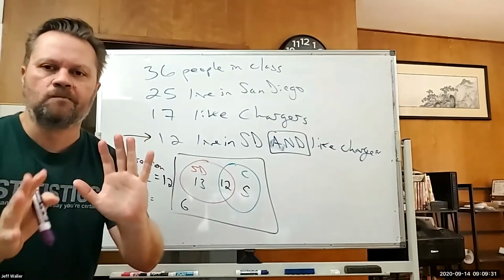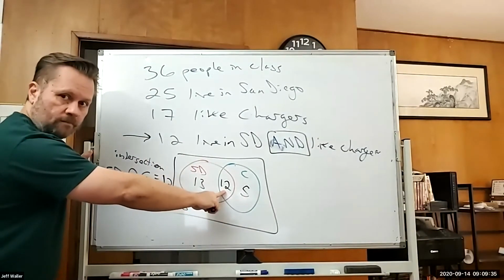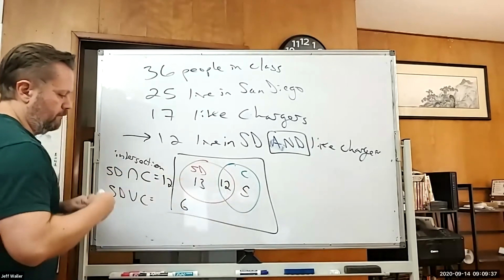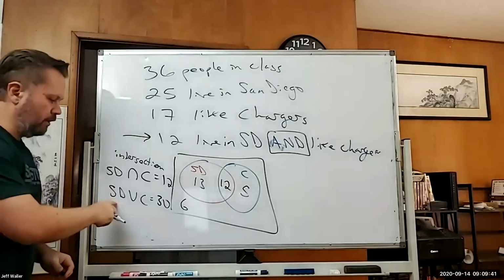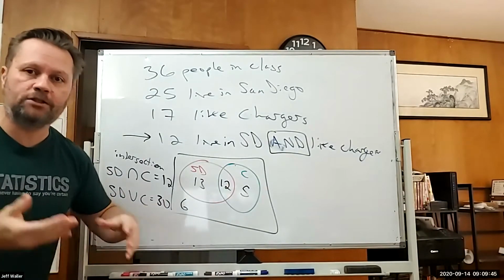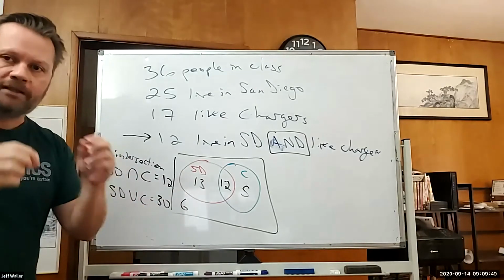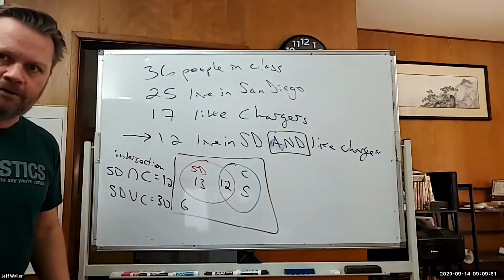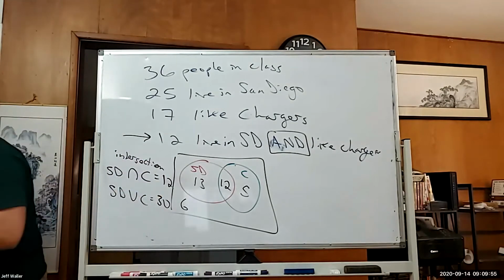So what am I saying? Whoever said 18, why did you cut these people out? 12. So a total of 30. Thirty people live in San Diego or like the Chargers. Of course, I'm going to include the people that do both because they do at least one of them. That's another way to look at or. You have to do at least one of the things. That leads right into my next thing.